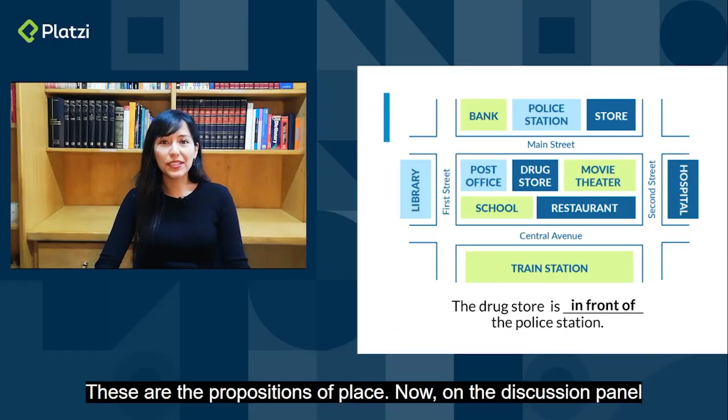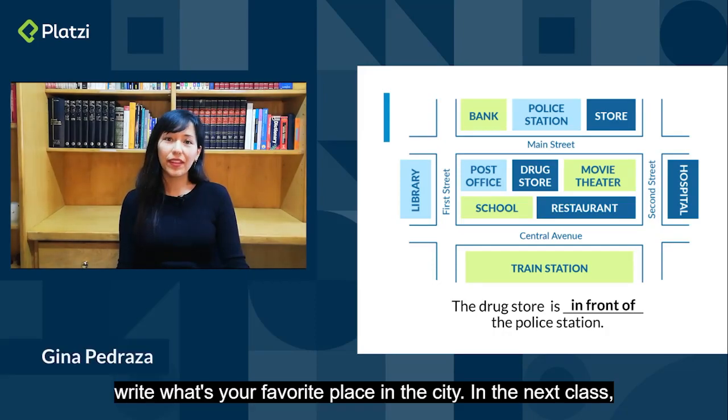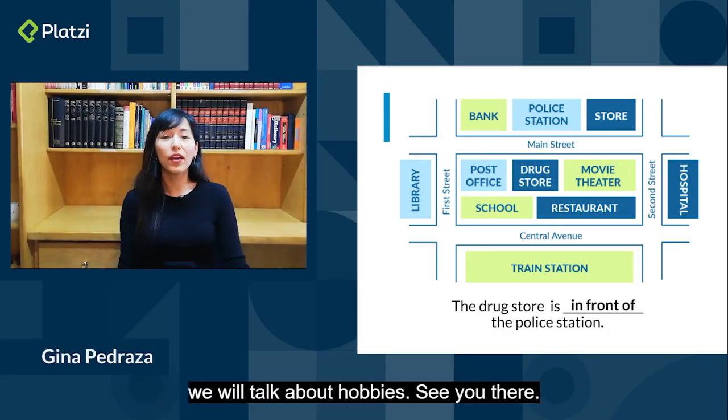These are the prepositions of place. Now, on the discussion panel, write what's your favorite place in the city. In the next class, we will talk about hobbies.